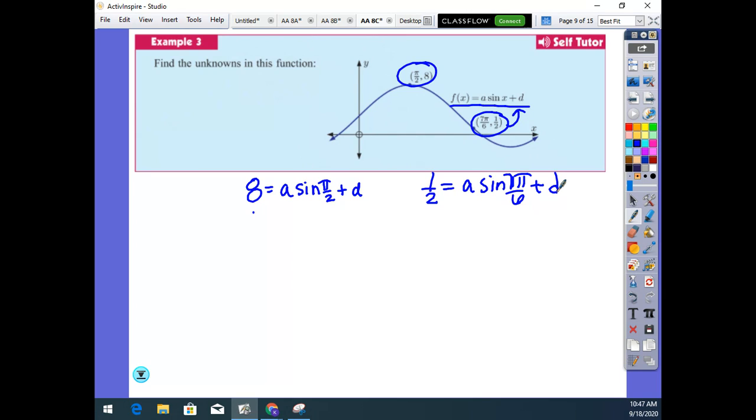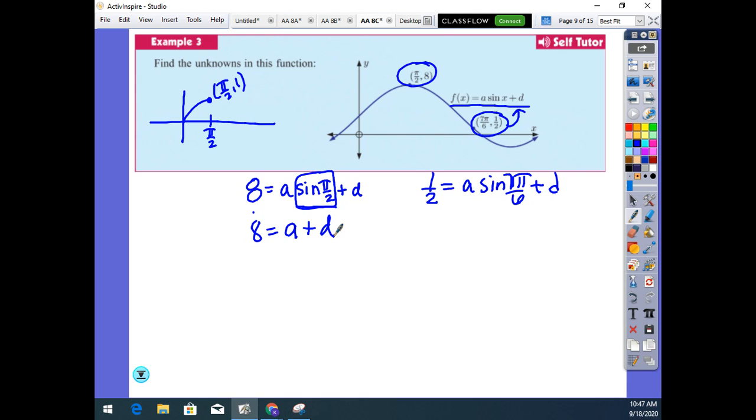Well, let's make this a little bit easier. What is sine of pi over 2? Well, pi over 2 is just on our graph. You think about at pi over 2, sine is 1. So sine of pi over 2 is 1. So if I take a times 1, I just get a. That just made that a lot easier.